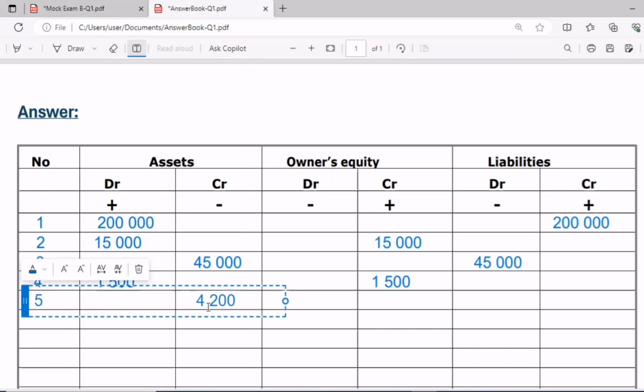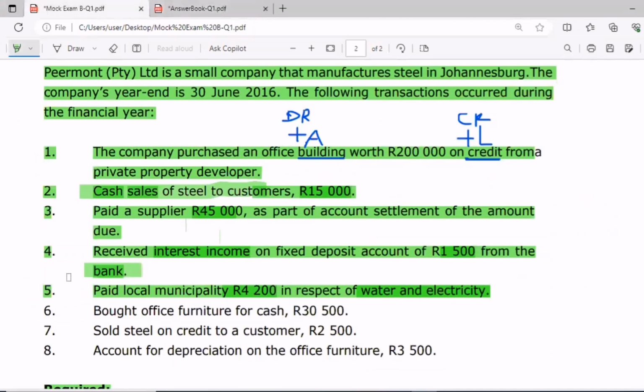And then we are paying for water and electricity, which is an expense. And guys, expense accounts decrease the value of equity. So the value of equity decreases on the debit side. So it is negative on the debit side. So on the debit side, we're going to show the 4.2. Then we are done. Now we can move on to the next one, number 6.